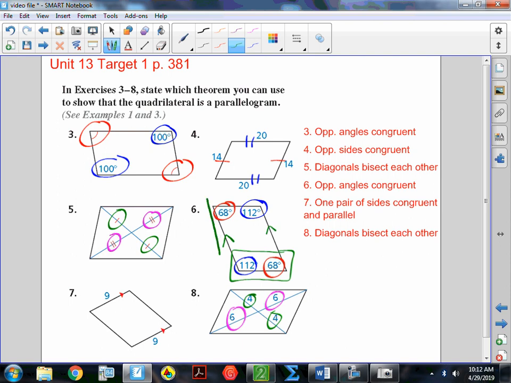I could also take a box down the side and say that 68 and 112 on the side, there are consecutive interior angles and they are supplementary. That makes the top and bottom parallel. So I could use the fact that I have two sets of parallel sides as well as the opposite angles. And then number 7 is the only property that kind of stands by itself that wasn't an original property of a parallelogram, but it is a way to prove, is I can show that if one pair of opposite sides is both congruent and parallel, I have enough information.